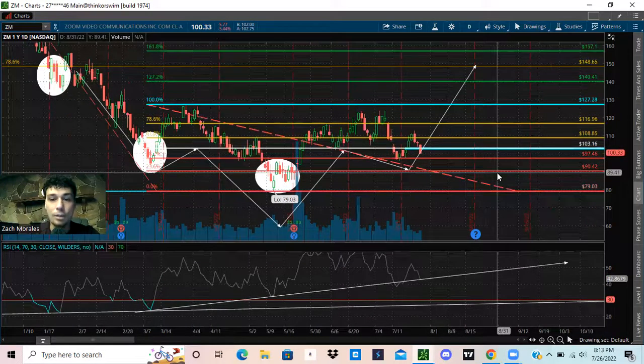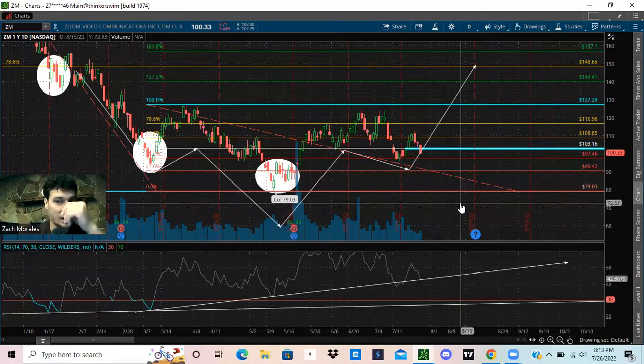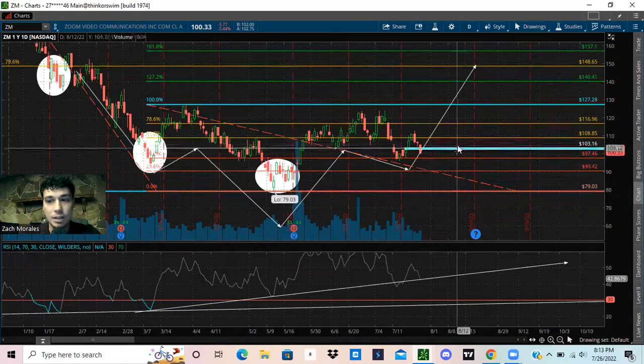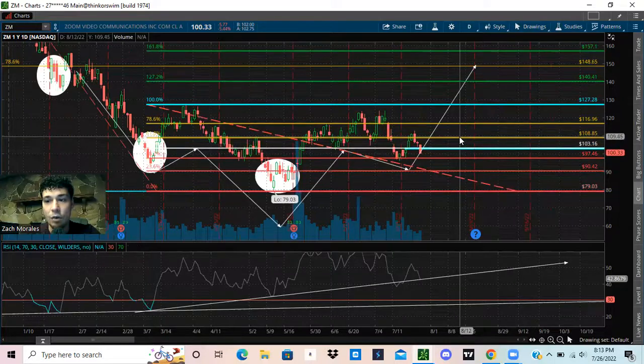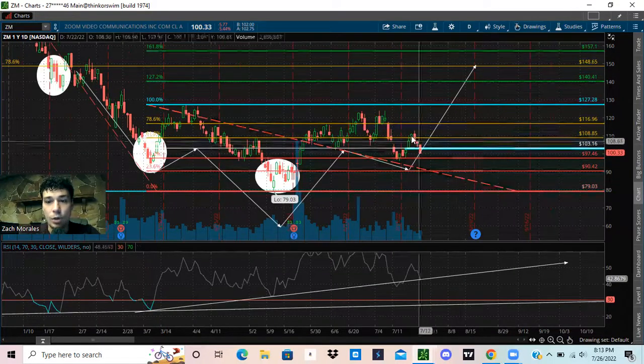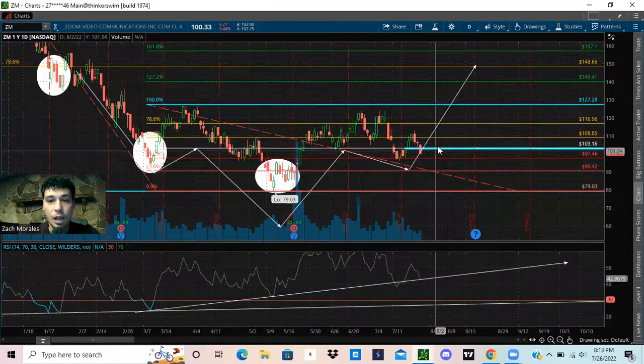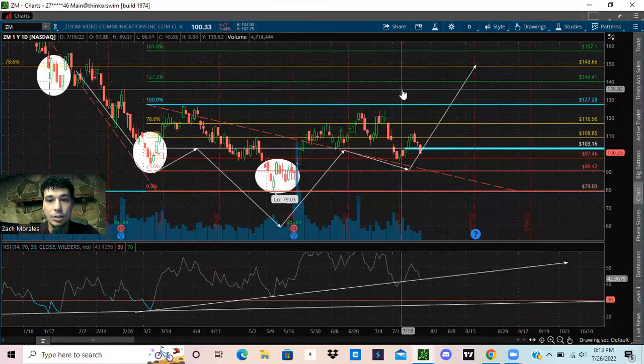The main support and resistance levels that I'm going to be looking at are 97.46, 103.16, and 108.85. Those are the key levels that we currently need to pay attention to.